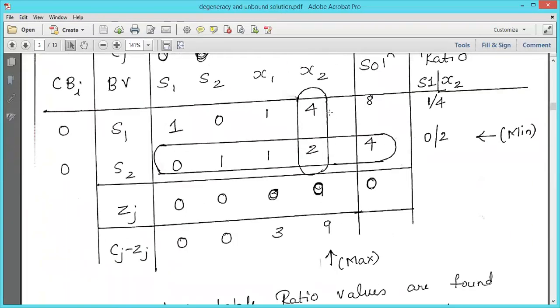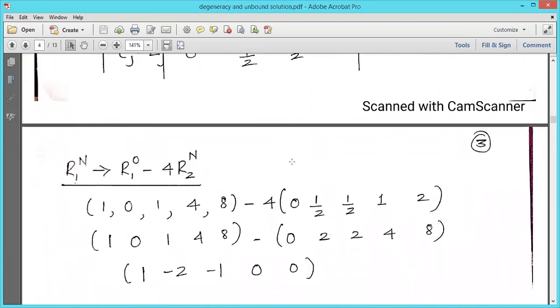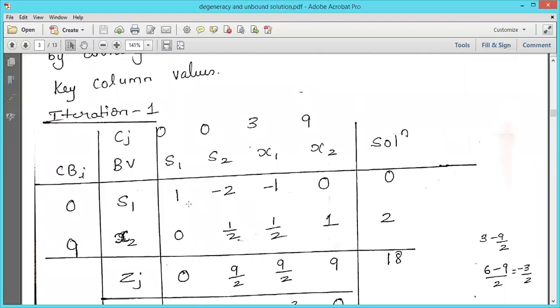And this value, this 4, has to be made 0. How to make this 0? R1 is equal to R1 minus 4 times R2. So here I have performed the row operation. All these are the old values of R1: 1, 0, 1, 4, 8. Minus 4 times the new values 0, 1 by 2, 1 by 2, 1, 2. After performing the row operation, we have the values 1, minus 2, minus 1, 0, 0. Substitute those values.